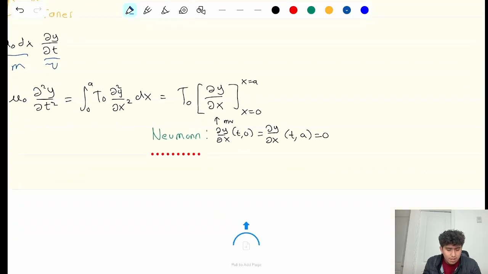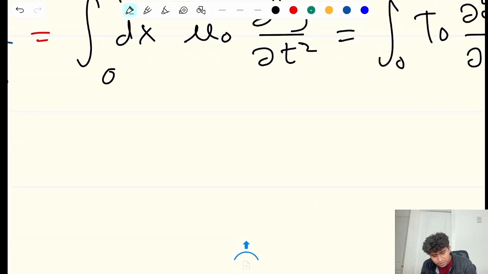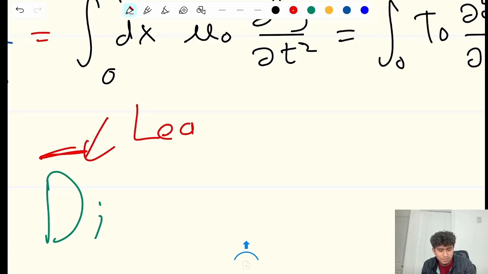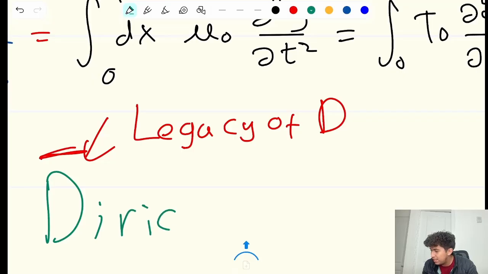That's good. But if you do Dirichlet, this is where the D comes from. If you watch One Piece, this is the legacy of the D. Nothing to do, but you know, if you know, you know.